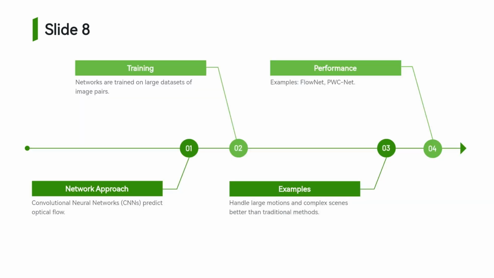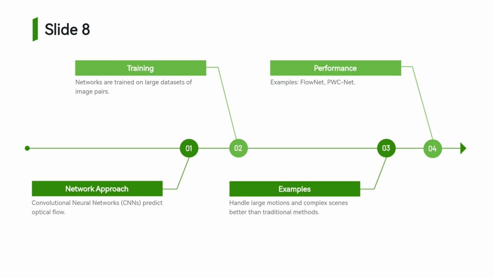In recent years, deep learning has significantly advanced optical flow estimation. Convolutional neural networks, CNNs, can be trained to predict the optical flow directly from pairs of images. These deep learning models are trained on large datasets and learn to capture complex motion patterns, handling large motions, occlusions, and intricate scene structures much better than traditional methods.